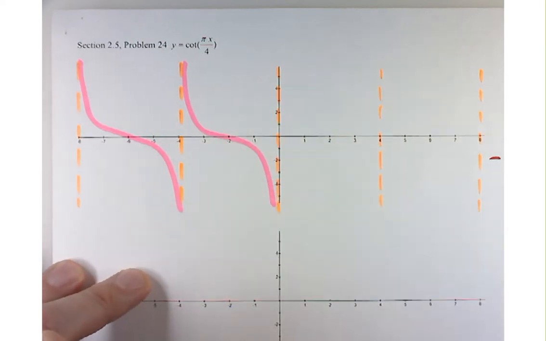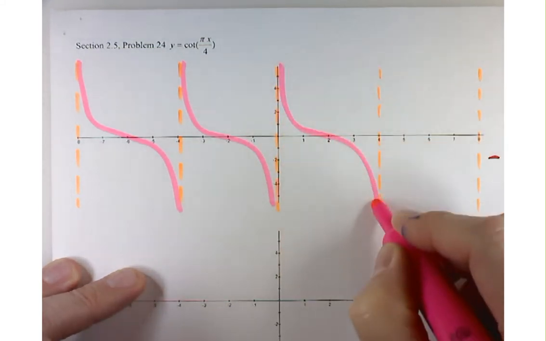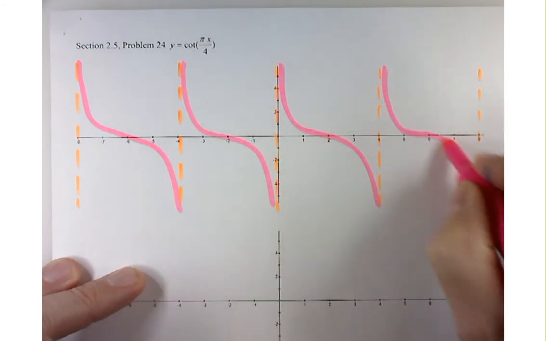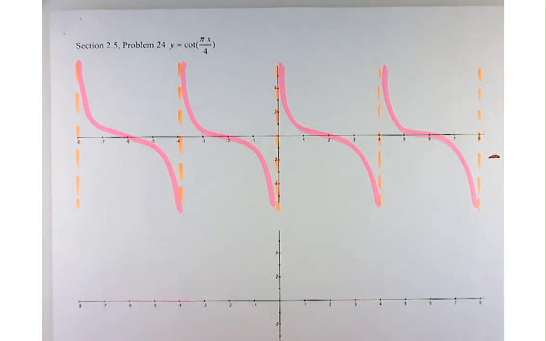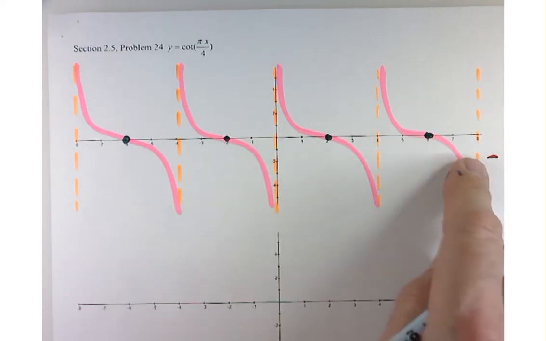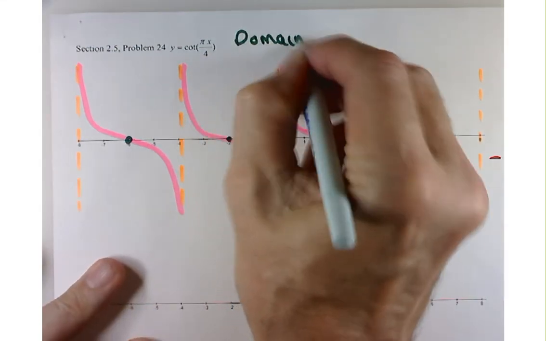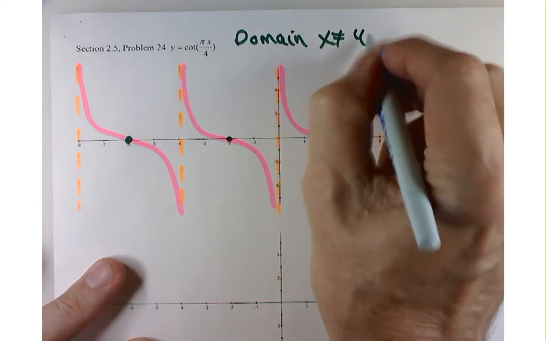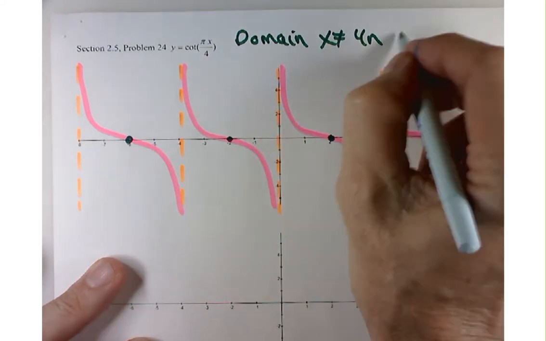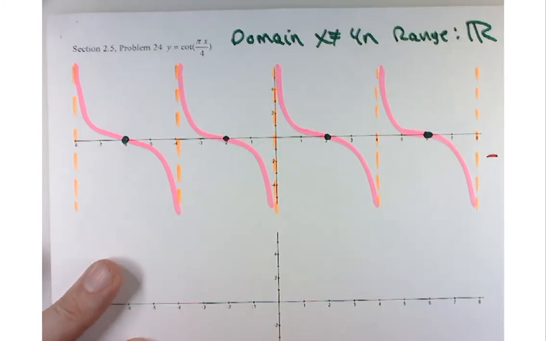If that's all I asked for, you could be done. I will draw a couple more. There you go. That's what I'm looking for. And your graph should go through the x-axis pretty much right in the center of your 2 vertical asymptotes. The domain is x is not equal to 4 times n, and the range is all real numbers, -infinity to infinity.